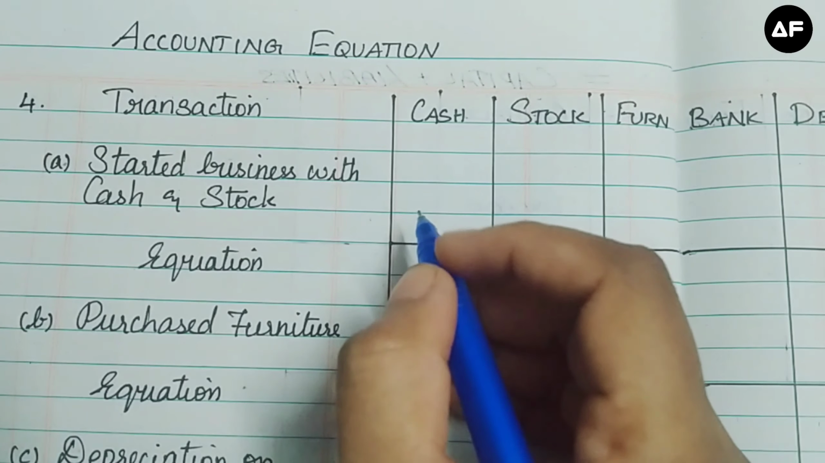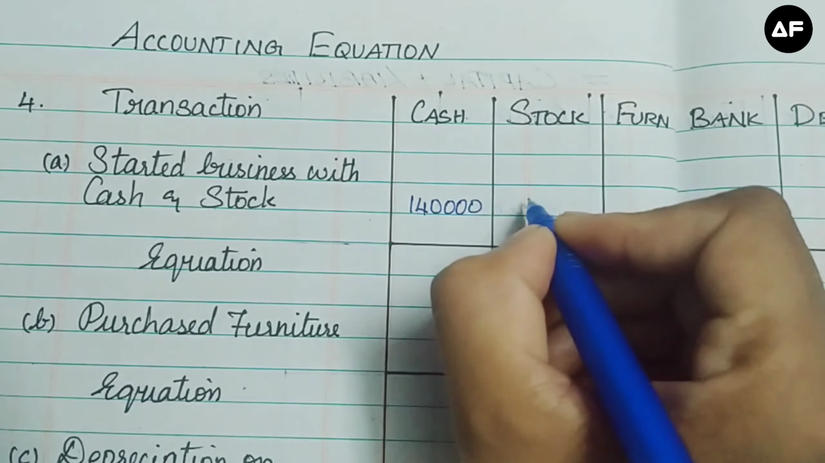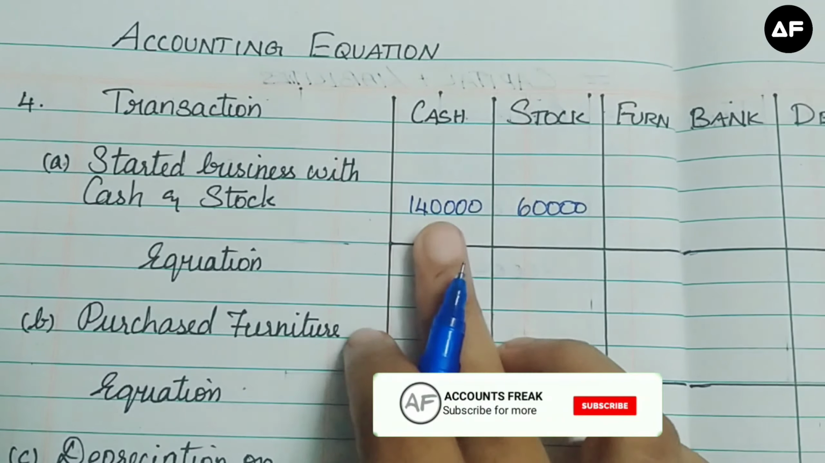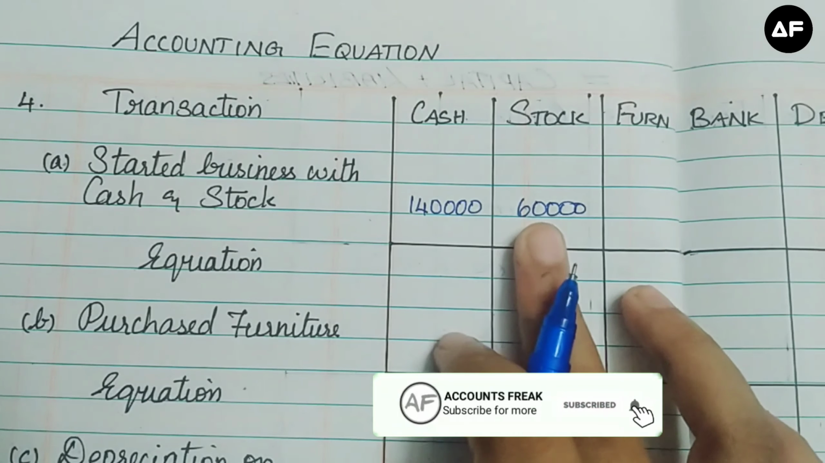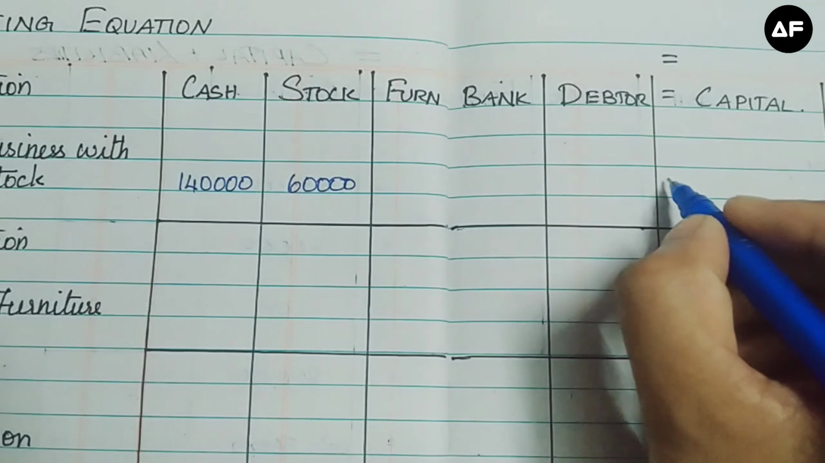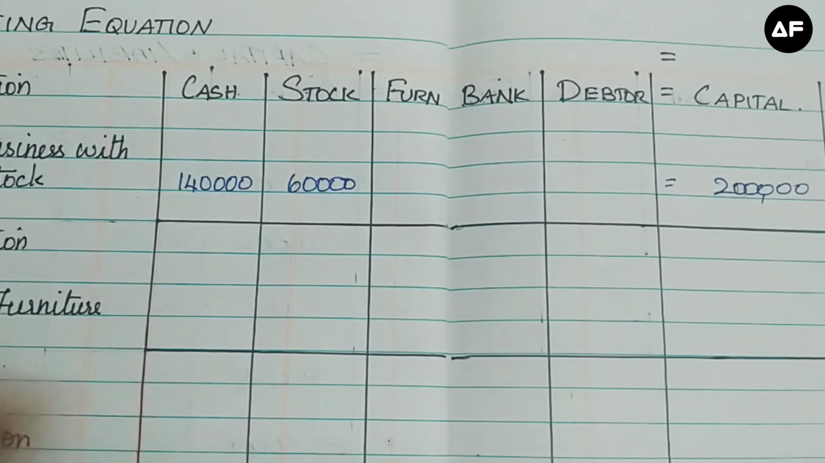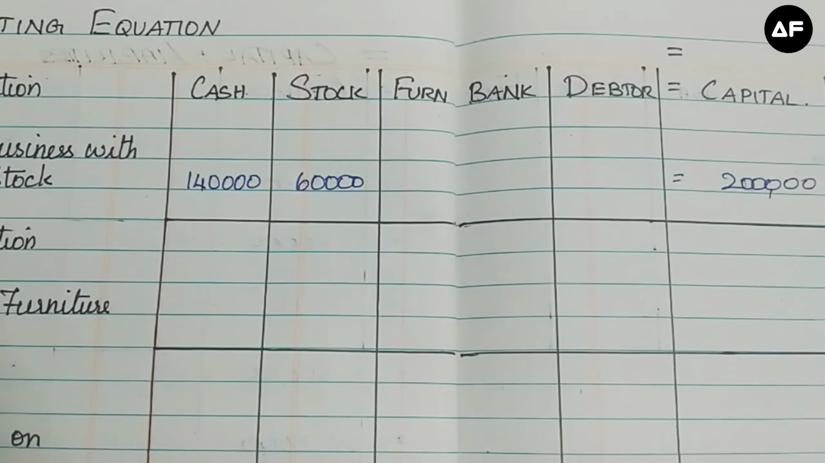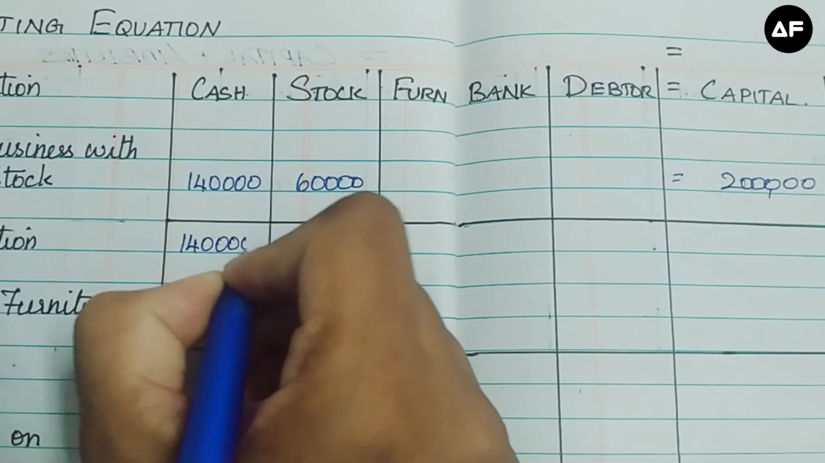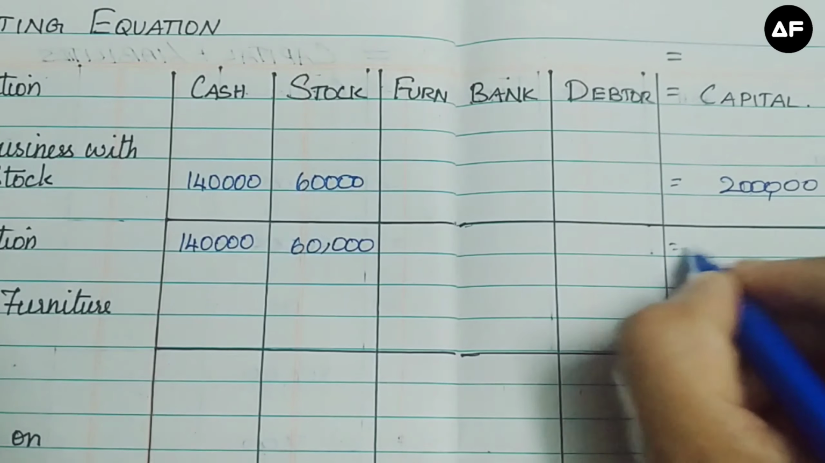So 1,40,000 worth cash and stock worth rupees 60,000. When you add up these two, that sums up to your capital. So 1,40,000 plus 60,000, you have a capital of 2 lakh rupees. The capital is not directly given, but it is given in the form of cash and stock. Next you have to get the equation. So just bring down the values because this is the first equation. We do not have much to do with it.